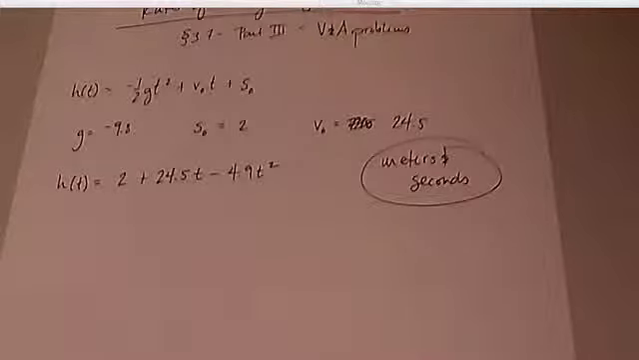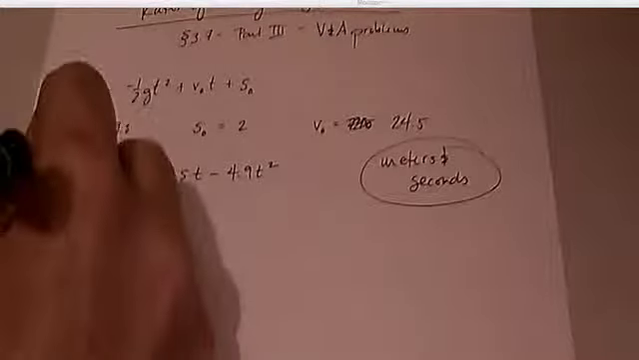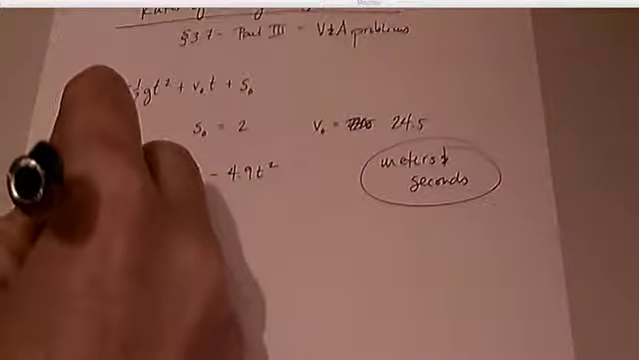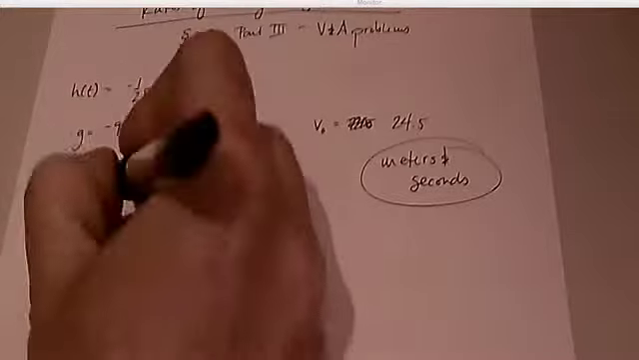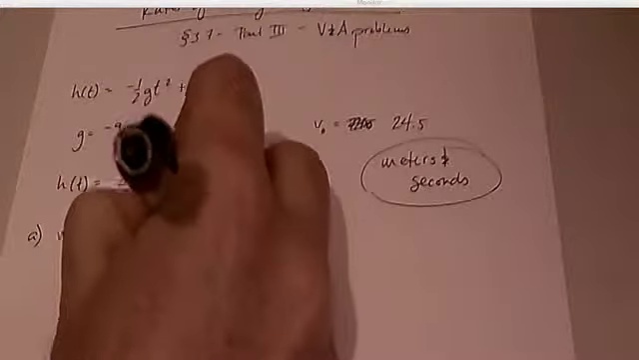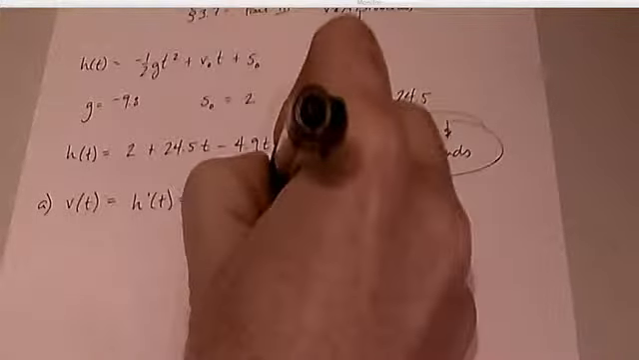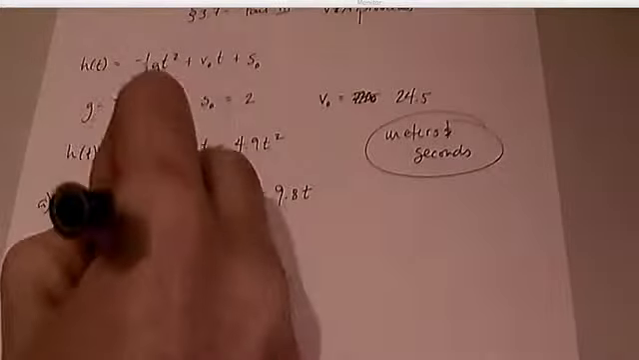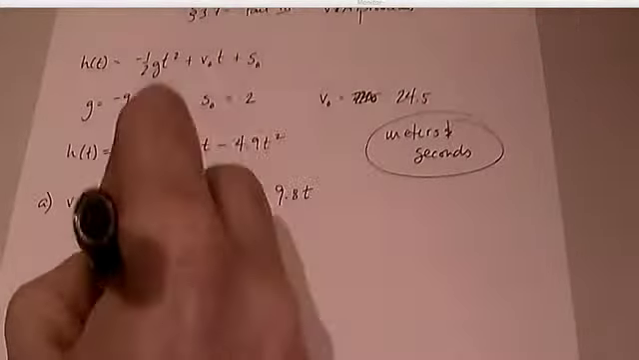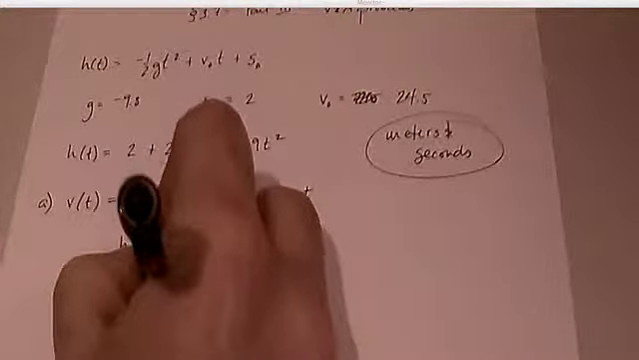Now, it says find the velocity after 2 seconds and after 4 seconds. Well, in order to get the velocity at those particular points, we have to get the velocity in general. And we know that the velocity is just the derivative of the position function, or in this case, the height function. So that winds up being 24.5, or no, the t goes away, sorry, minus 9.8t. So what we really need is h prime of 2, and then h prime of 4.